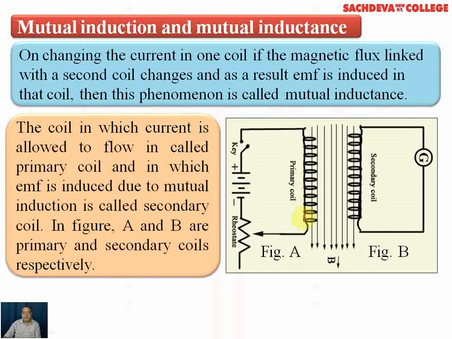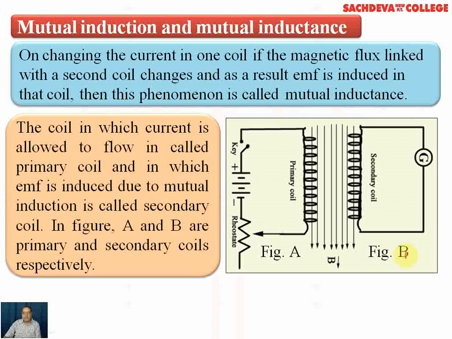This current will give rise to a magnetic field, and this magnetic field will give rise to magnetic lines of force, which will be associated with the secondary coil. The moment flux is associated with the secondary coil, the EMF will be induced in the secondary coil. This induced EMF will give rise to induced current, and the galvanometer will start indicating deflection. So, on changing the current in one coil, if the magnetic flux linked with the second coil changes, as a result of which EMF is induced in that coil, then this phenomenon is called mutual induction.